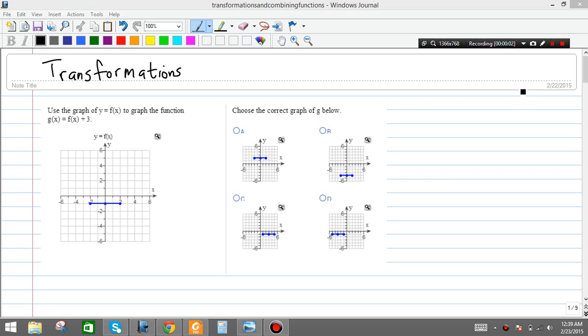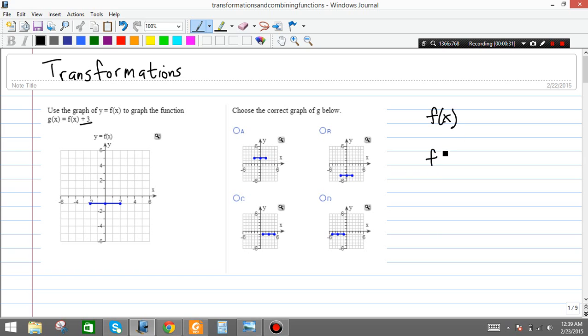We're working on transformations, and transformations are about moving a graph up, down, left, right, something over an axis, reflecting. So we're going to be moving graphs. Here's a graph of a function f of x. And so the question is, if now I take f of x and then I add 3, what does that do to the graph?